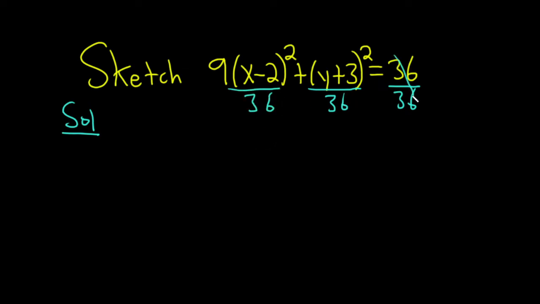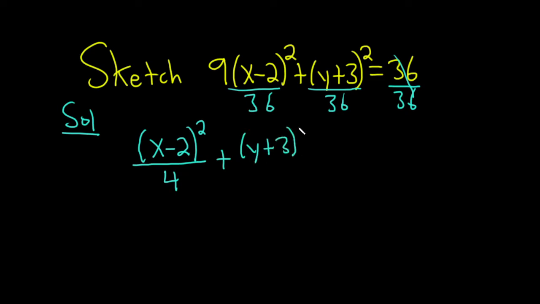So this cancels. 9 goes into 36 4 times. So we get x minus 2 squared, and this is going to be all over 4, plus y plus 3 squared, and that's all over 36. And then this is equal to 1. Okay, so this is an ellipse, right?